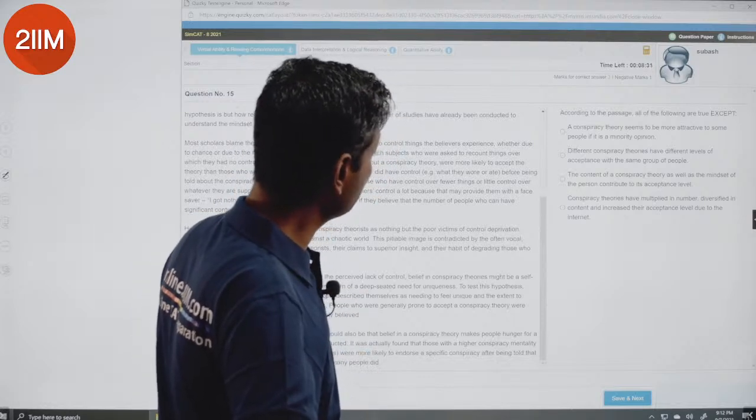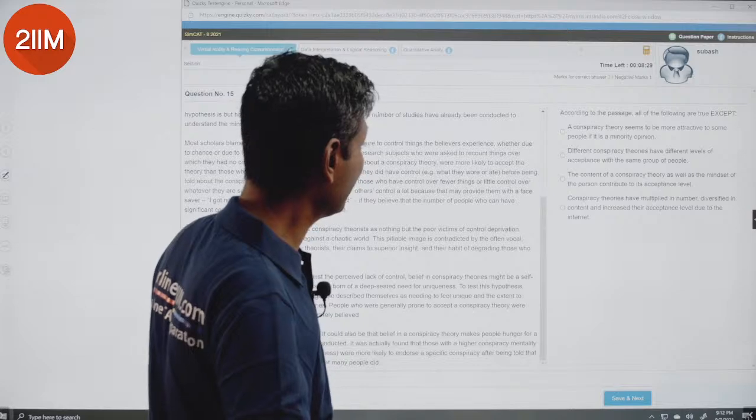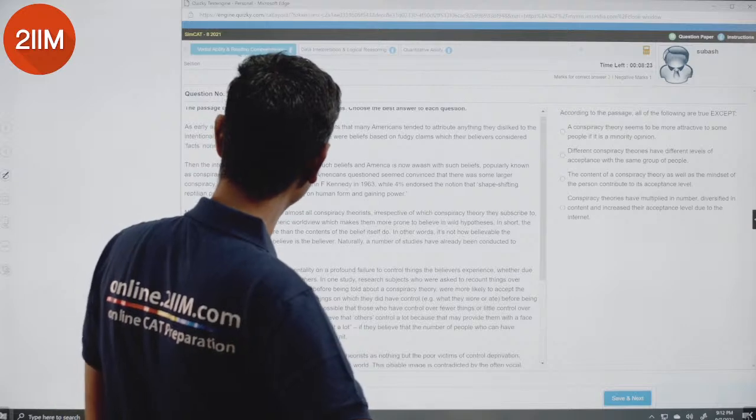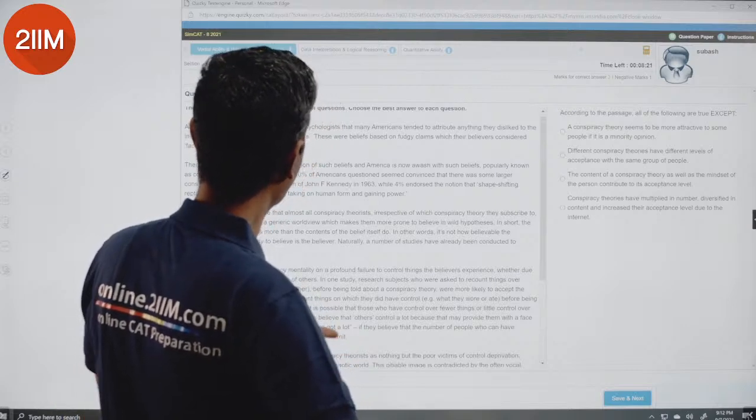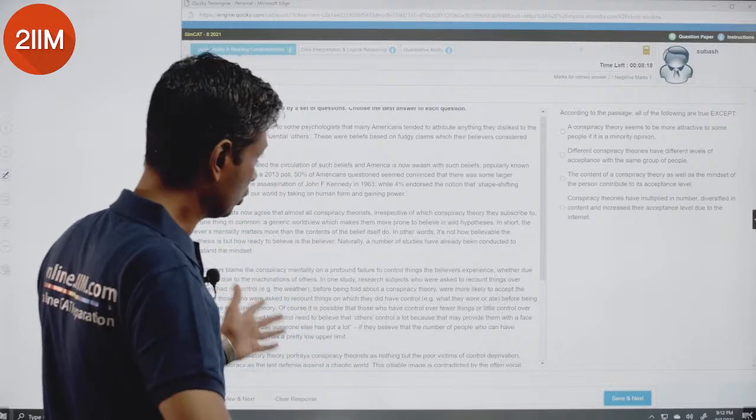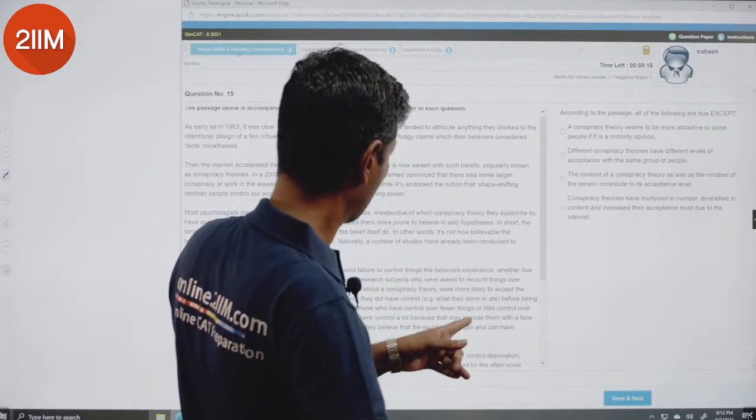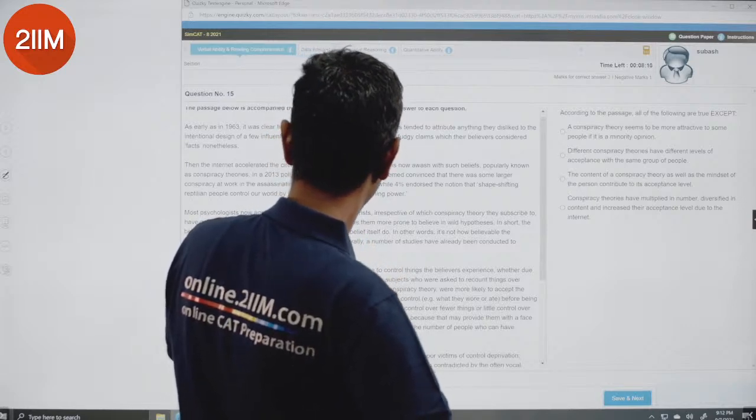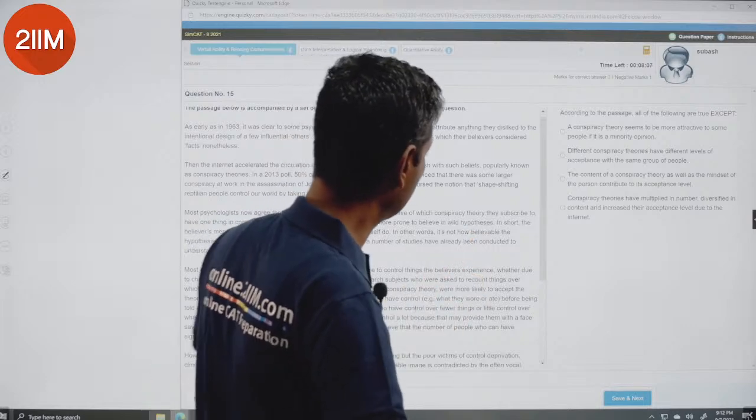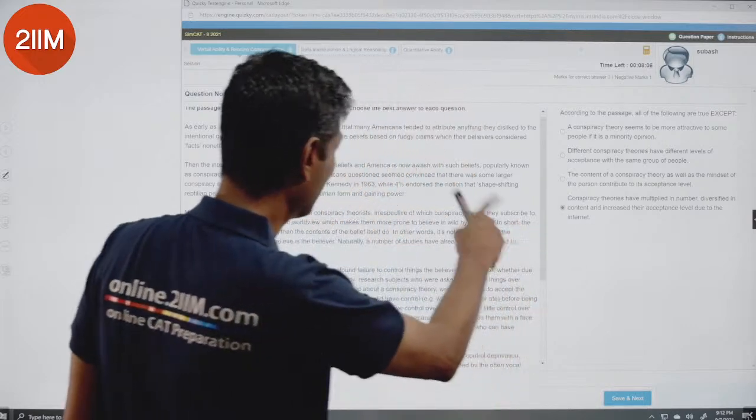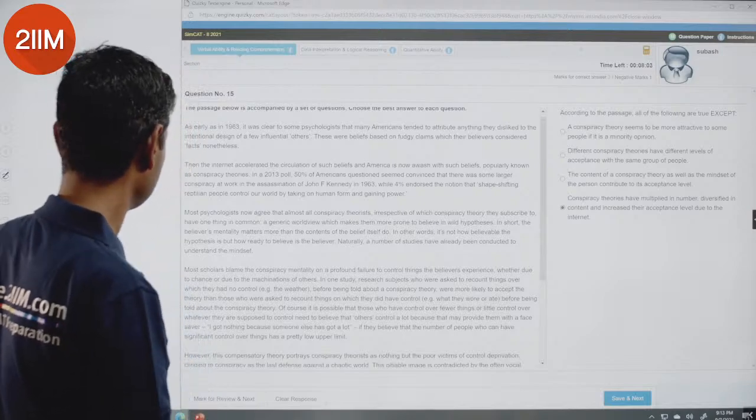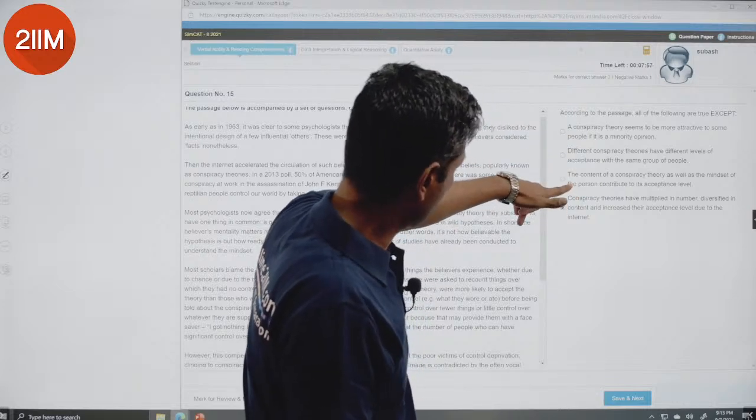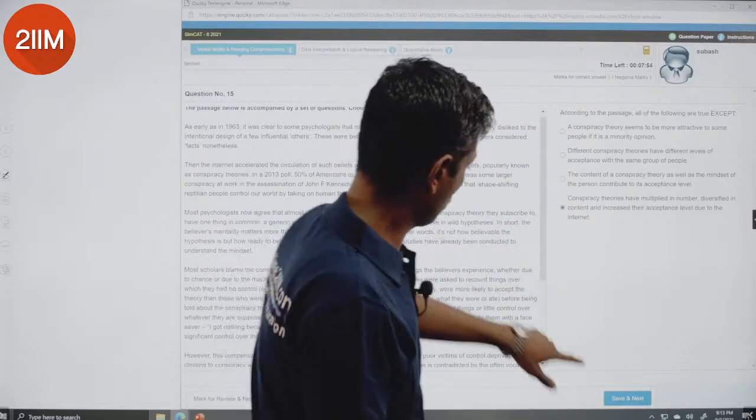Conspiracy theories have multiplied in number, diversified in content, and increased their acceptance level due to the internet. Let's look at this. Then the internet accelerated the circulation of such beliefs. Now, America is now awash with such beliefs. Awash, so a lot of them. Accelerated the circulation. But I don't know about diversified in content. It's an extra bit they've added. Diversified in content, I'm not sure about that. Have different levels of acceptance, yes. Mindset also matters, yes. This is true.